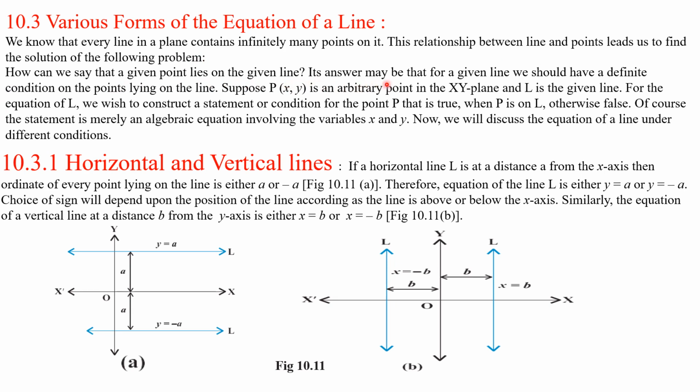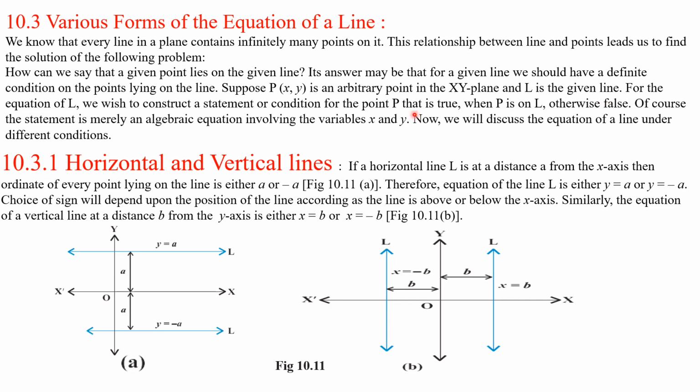Its answer may be that for a given line, we should have a definite condition on the points lying on the line. Suppose P, the ordered pair (x, y), is an arbitrary point in the xy plane, and L is a given line.